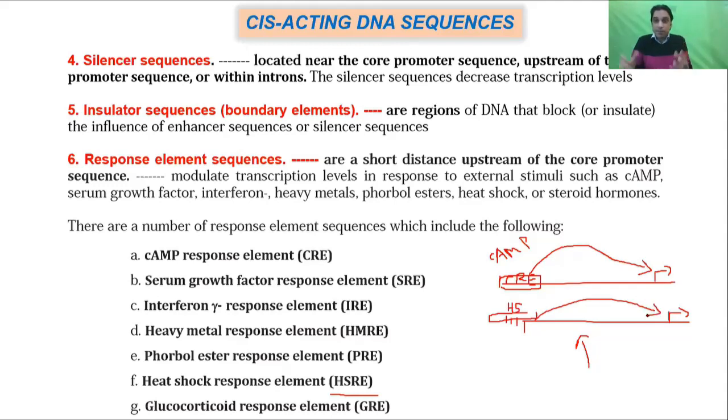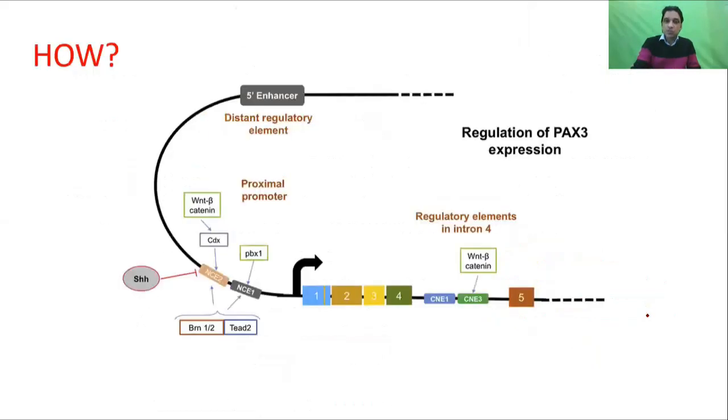But at higher temperature, the heat shock response element will push and trigger the expression of that gene to a large extent. So there are certain genes which are expressed when the cells experience a sudden heat shock, and that is only possible because of this. So all these response elements are very critical and important.